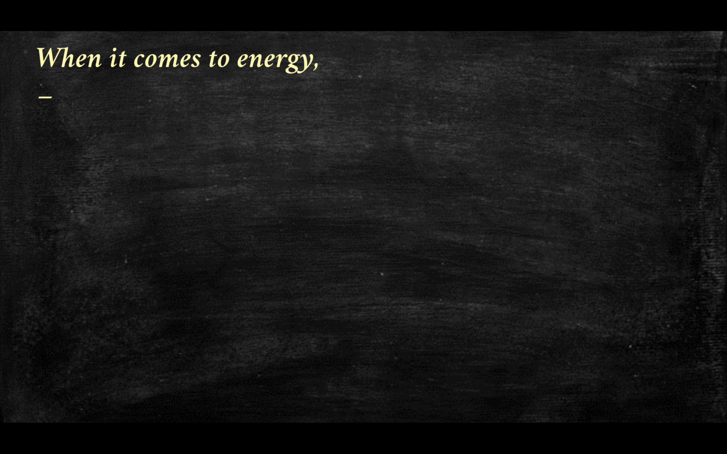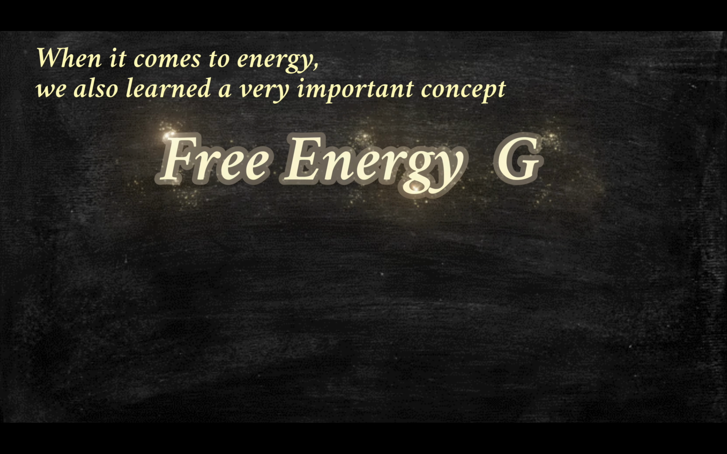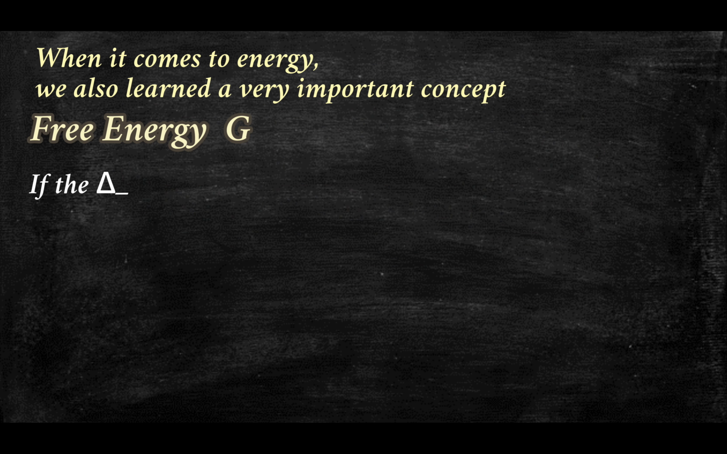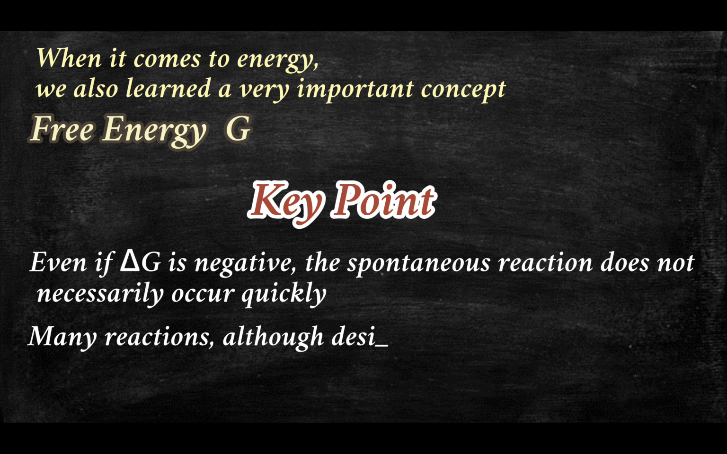When it comes to energy, we also learned a very important concept: free energy, which is G. If the delta G of a reaction is negative, it is a spontaneous reaction. If delta G is positive, additional energy is required to drive the reaction. But the key point is, even if delta G is negative, the spontaneous reaction does not necessarily occur quickly. Many reactions, though designed to occur, are hindered by an energy barrier, the activation energy.